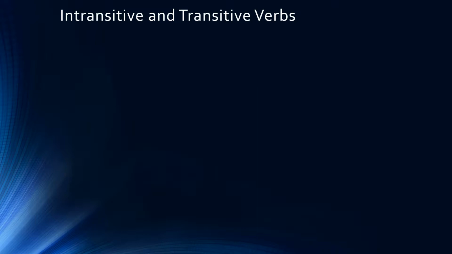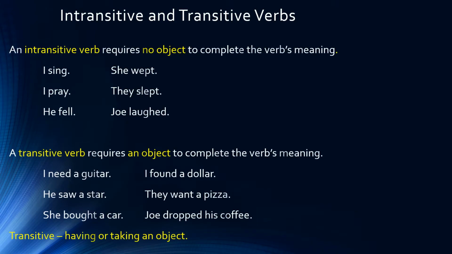Another category of verbs is intransitive and transitive verbs. An intransitive verb will not require an object to complete the verb's meaning. I sing. That's a sentence in and of itself. I pray. They slept. Joe laughed. All of those are complete sentences because they have a subject and a verb and they complete a thought.